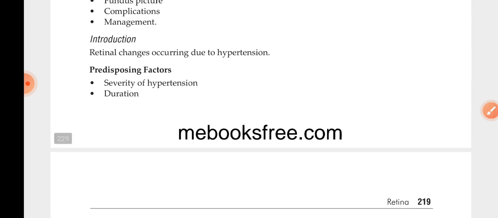Hypertensive retinopathy is retinal changes occurring due to hypertension. Here the person will be having hypertension, and that's why there will be some changes in the retina, the same way a person with diabetes will have some retinal changes. It is because of hypertension.